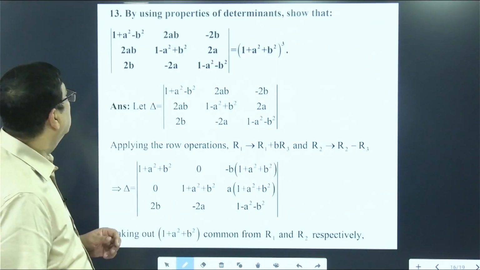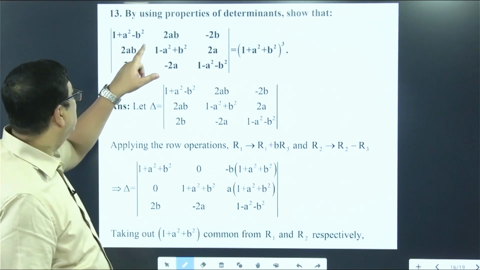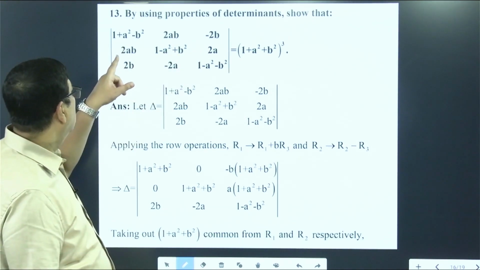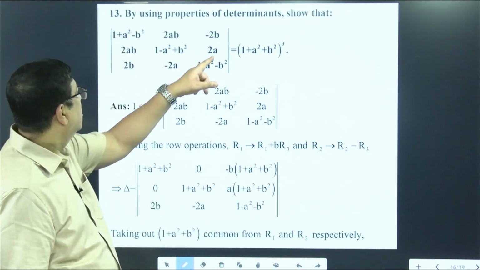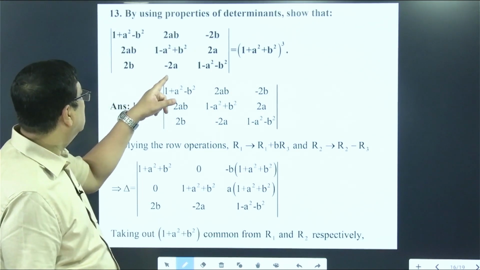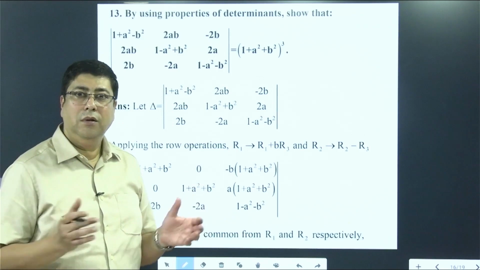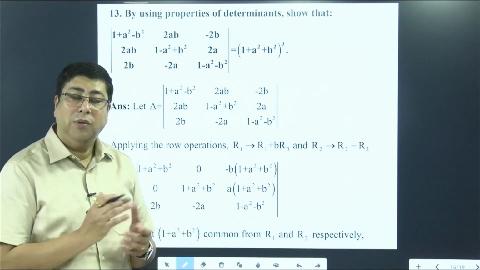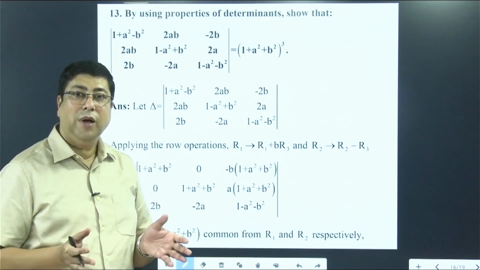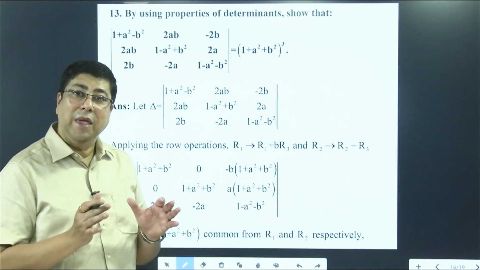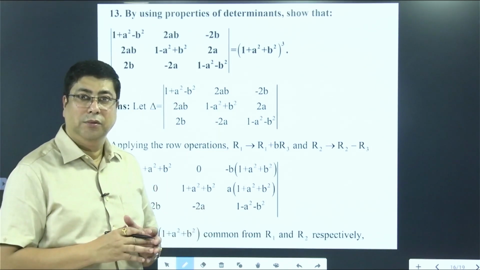For question number 13, the question is: 1 plus a square minus b square, 2ab, minus 2b; 2ab, 1 minus a square plus b square; 2a, 2b, minus 2a, 1 minus a square minus b square. So this is totally not symmetrical. So what to do? How to solve this type of sums? That is why, instead of solving the sum, I am explaining to you how to solve this type of sums.